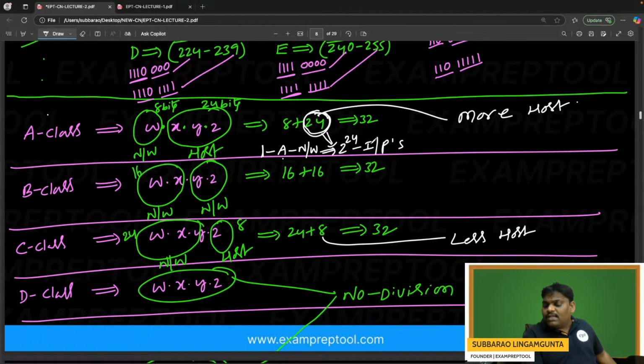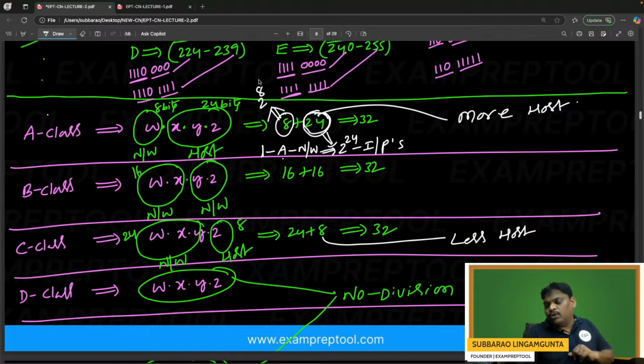Sir, one class A has these many, but network purpose is 8 bits. So how many class A networks are possible? 2 power 8 networks are possible. Are you getting it? Class A, purpose 8 bits, 2 power 8.